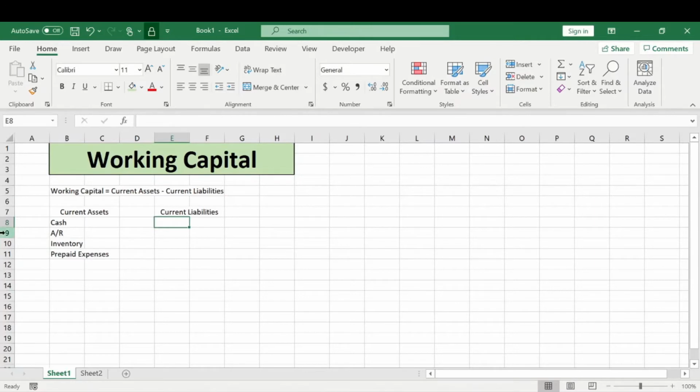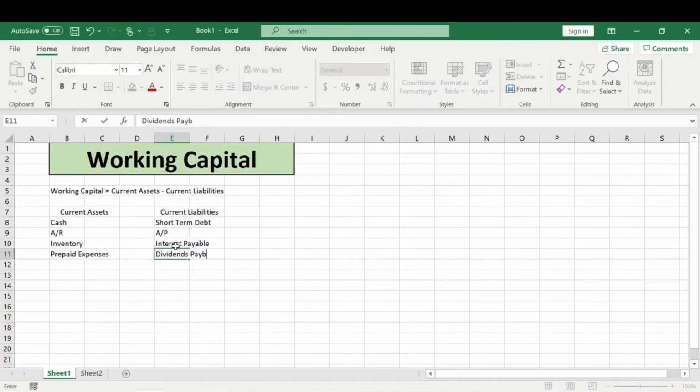Current liabilities, it's kind of the same idea here. Liabilities are those commitments that will expire within a year, and those things can be short-term debt, accounts payable, as well as interest payable, or even notes or dividends payable. And obviously, that's not limited to this list, but just some common ones that you'll generally find under the current assets and current liability columns.